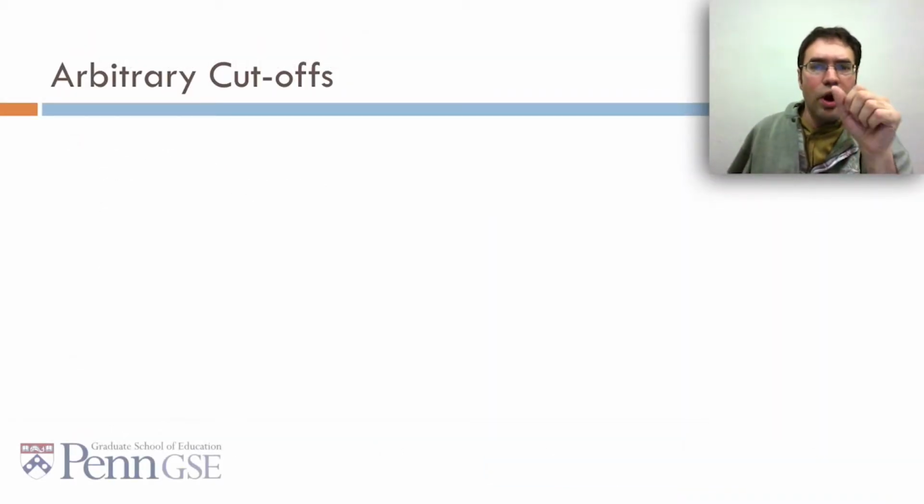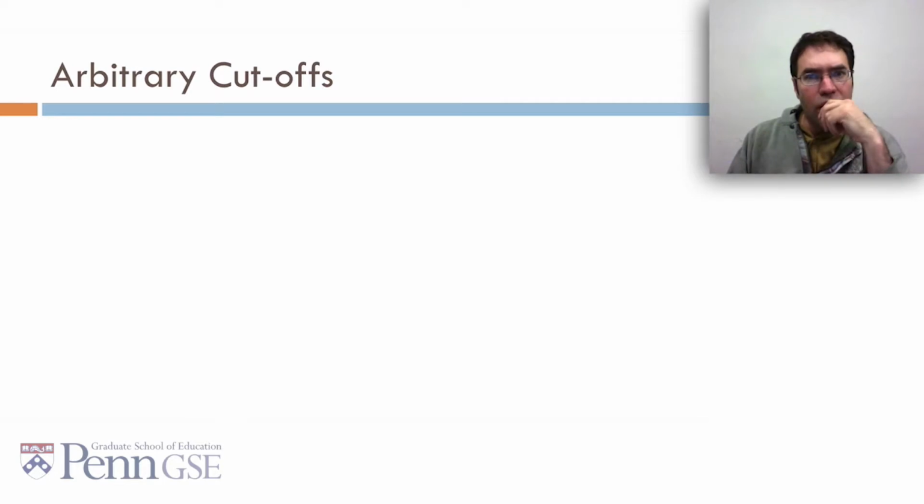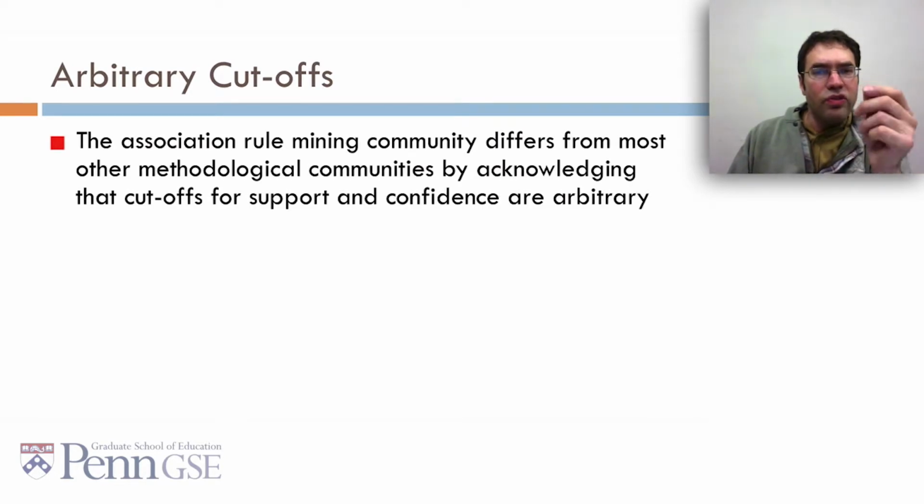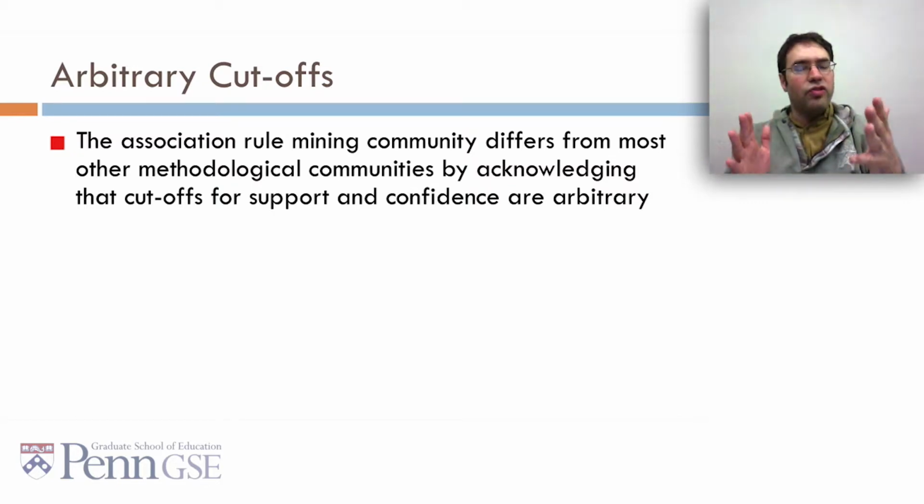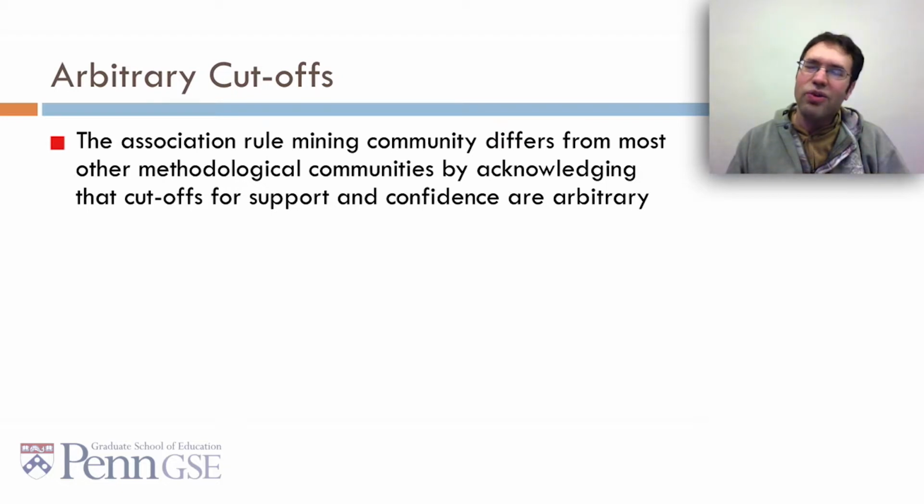Now, let's talk about arbitrary cutoffs for a minute. What's a good support? What's a good confidence? Well, the association rule mining community differs from most other methodological communities by actively acknowledging that cutoffs for support and confidence are completely arbitrary. That's so cool.